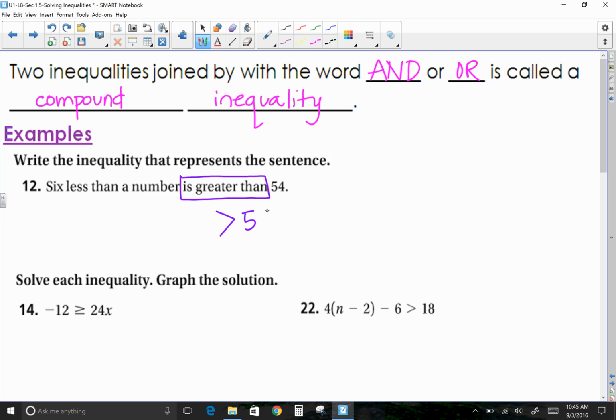So we have 54 over here. And my students had no trouble remembering and knowing that 6 less than a number is x minus 6. So this is just a practice in translating, and we're good to go.